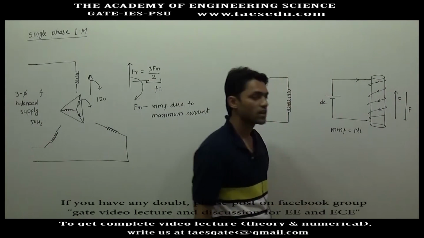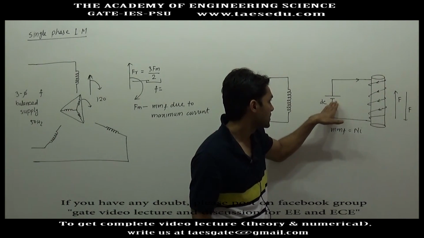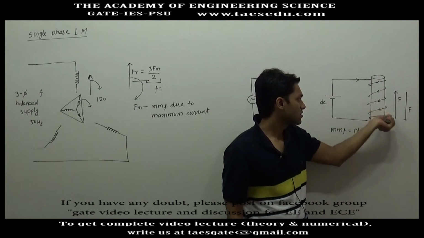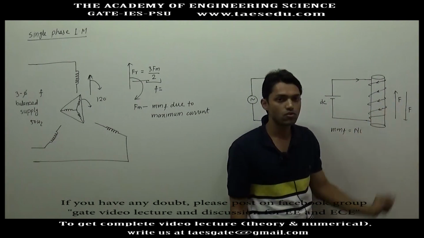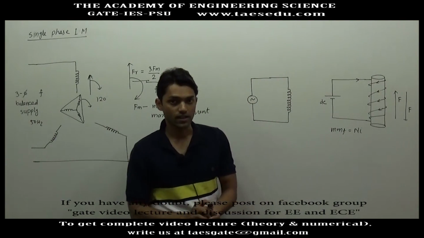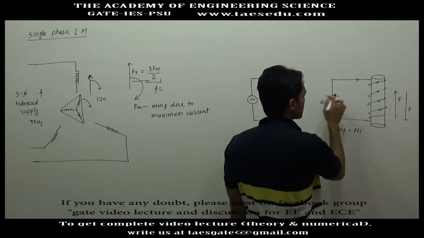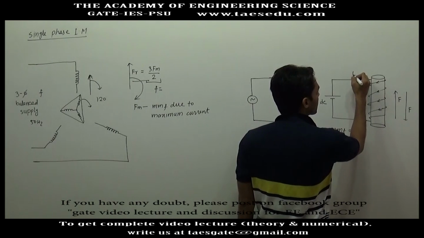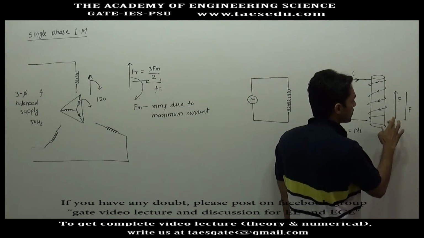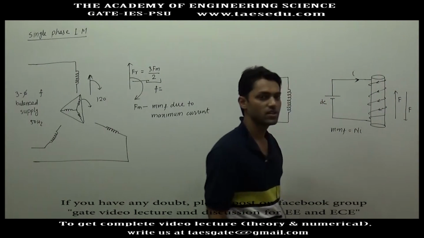If we talk about magnitude of MMF, since we have given a DC supply, the current will be constant. If current is constant, the magnitude of MMF will be constant. Next, what will be the direction of MMF? Since this is a DC supply, the direction of current is also not going to change. So the direction of MMF will be either upward or downward, and its magnitude will be constant.